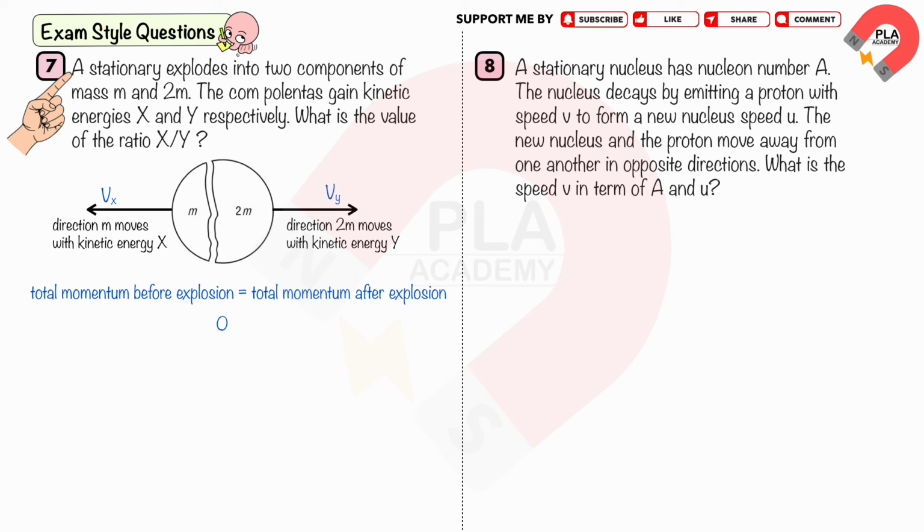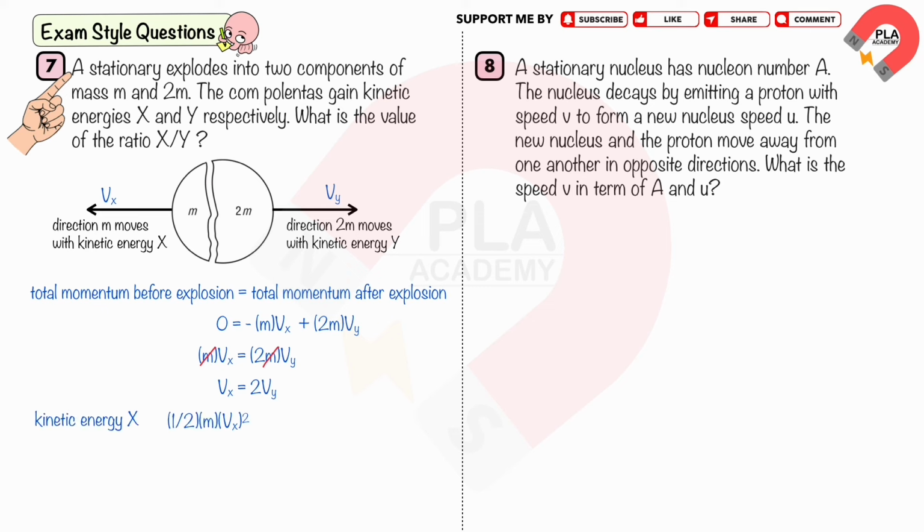The momentum of mass m after the explosion equals negative m times v_x, the negative sign indicates the left direction. The momentum of mass 2m after the explosion equals 2m times v_y. We rearrange and simplify the equation, like this. We get the velocity v_x equals 2 v_y.